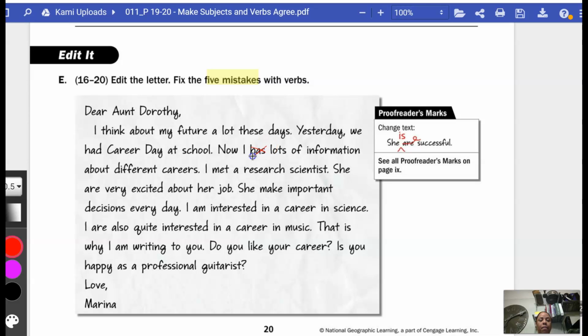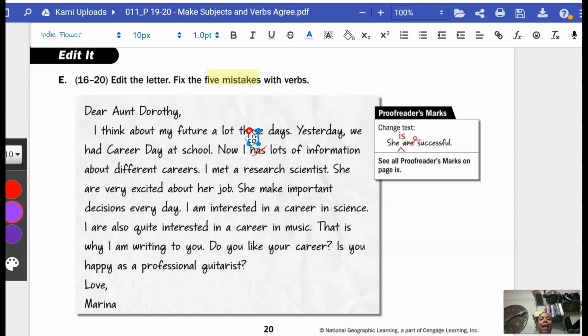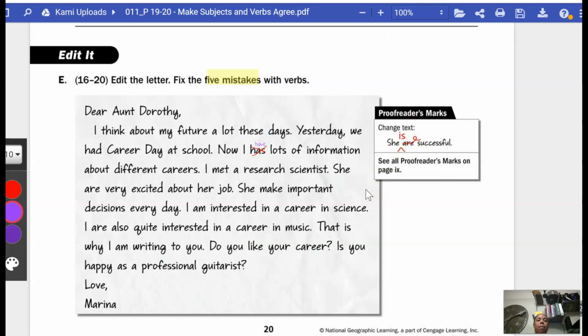Okay. What should you type up there? Right. Very good. Here, I'm going to change the font size a little bit. So, yeah, you should be typing I have. That's the correct form that should be there, not I has. Because the pronoun I is singular. So it would be correct to say, now I have lots of information about different careers. All right, so we have found 1 mistake so far. So that leaves how many more? Right, 4 more that you need to fix in this letter, okay?